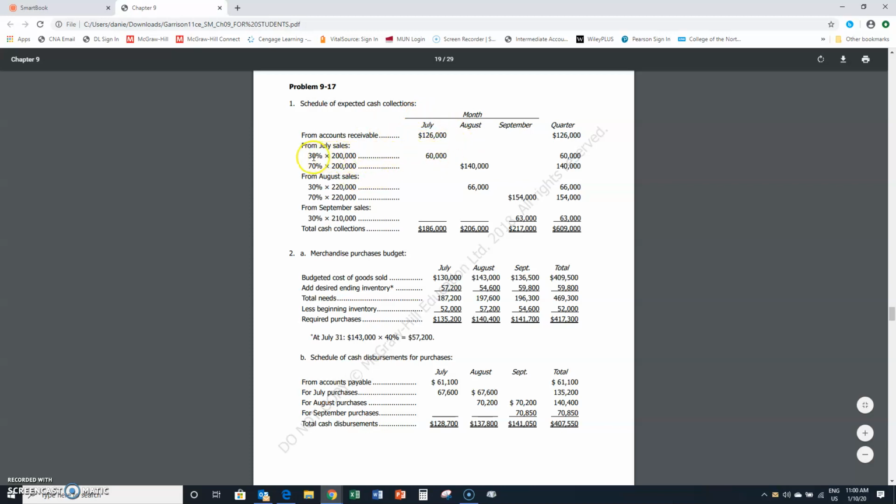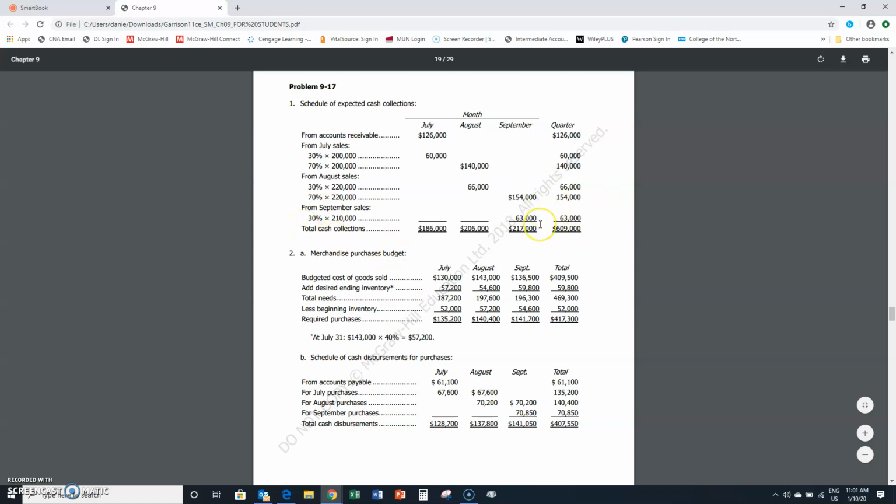We're also going to collect 30% of July sales, and July sales were $200,000, so we're going to collect that much in July. In August, we're going to collect 70% of the July sales that were on credit, and 30% of the current month sales of $220,000. And then in September, we're going to collect the remaining 70% of our August sales, and 30% of the current month sales. Now you notice here we don't have the 70% of September. That will be collected in October.